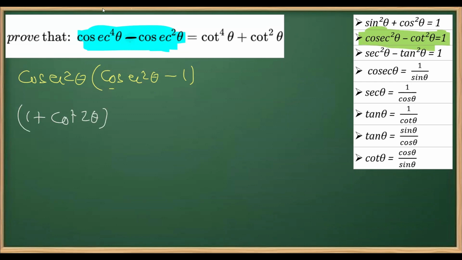And this whole thing, cosec square minus 1, can directly be written as cot square theta. Now, if I open this bracket, 1 multiplied by cot square theta is cot square theta only. And this multiplied by this is cot raised to the power 4. So this is our RHS.